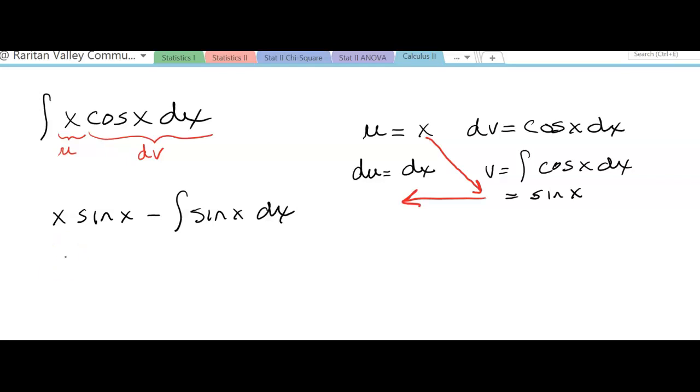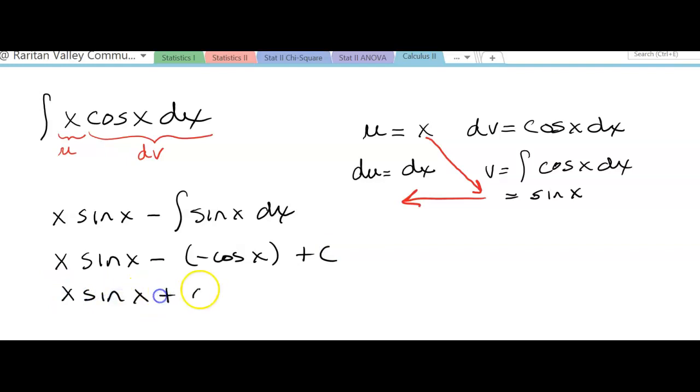Now, you're going to see as we move along, sometimes you have to use the whole integration by parts thing again, but we'll get there. All right, so finish it off. That is x sine x minus the integral of sine, which is negative cosine x, plus c, and then always simplify. And that's it.